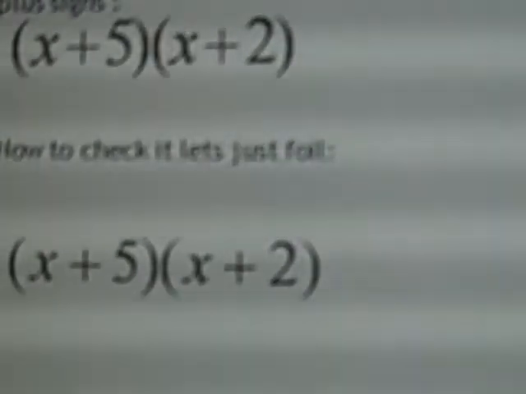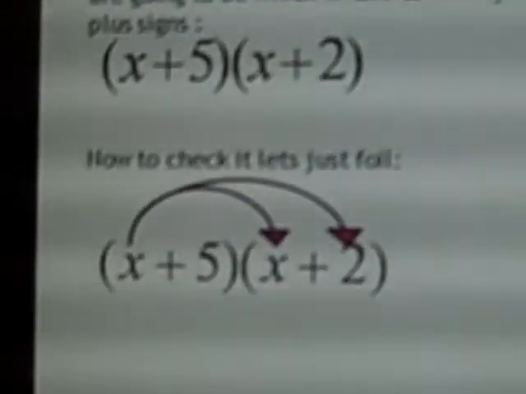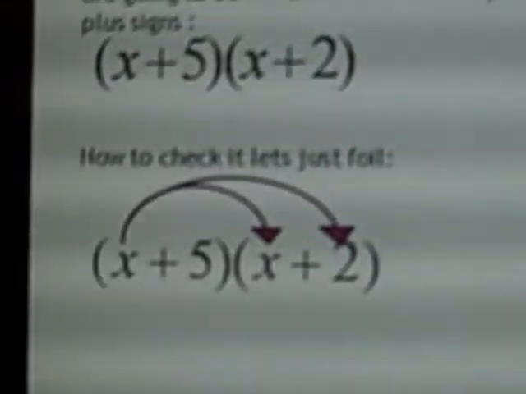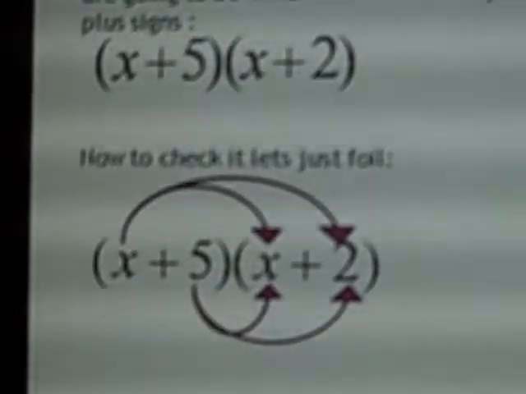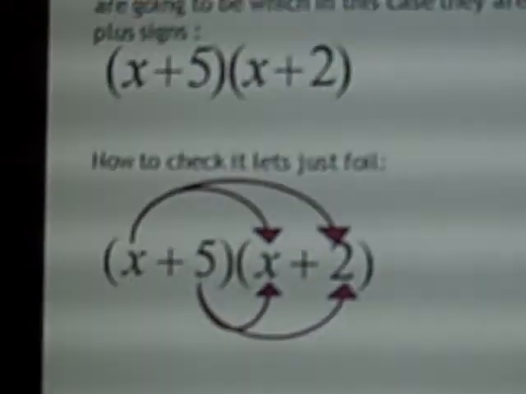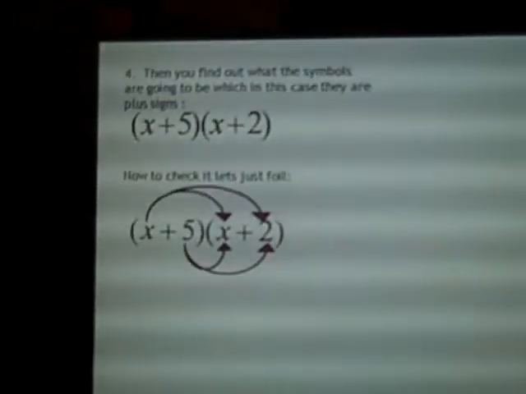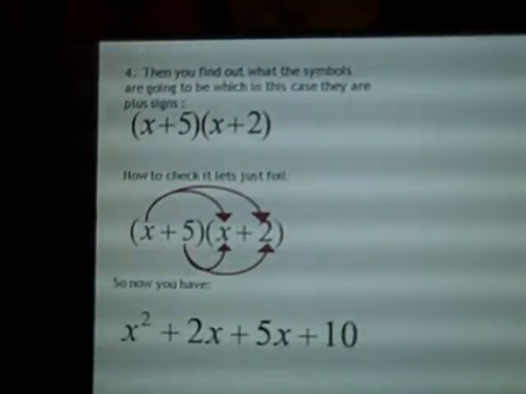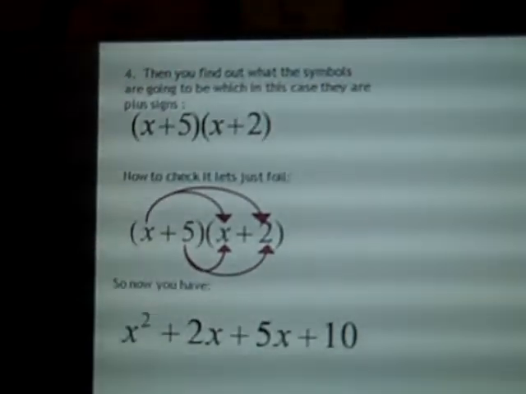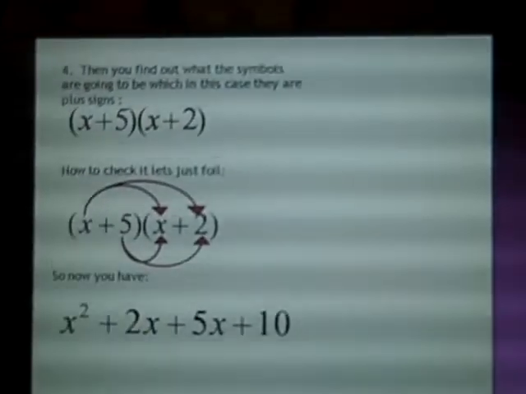Now to check your answer to see if it's right, you just FOIL. So you have x plus 5 times x plus 2: x times x and x times 2, and then 5 times x and 5 times 2. Which was our example in the last thing we showed you about foiling. So we have the same thing as last time, which is x squared plus 2x plus 5x plus 10. And I think we already told you why we got the x squared.